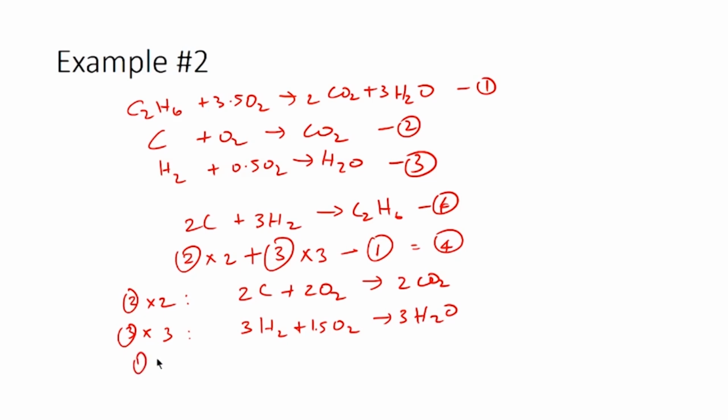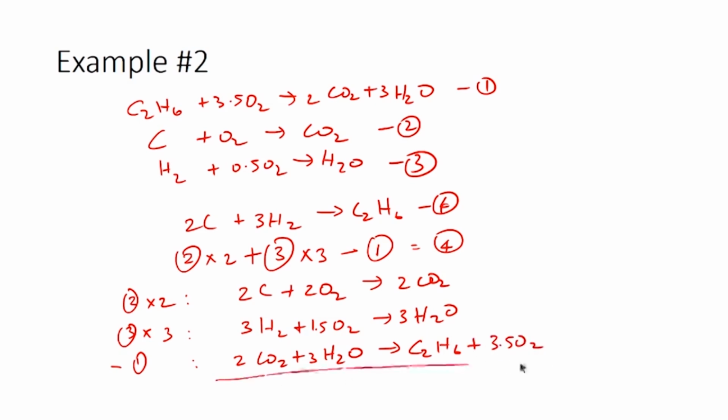Now, reaction 1 I want to subtract. So, this would be changed: the reactants become the products and the products become the reactants. So, it becomes 2CO2 plus 3H2O gives C2H6 plus 3.5 O2. When I add all these, the 3.5 oxygen molecules get cancelled, the 2 moles of carbon dioxide get cancelled and the 3 moles of water get cancelled, and I end up with 2C plus 3H2 gives C2H6, which is reaction 4.